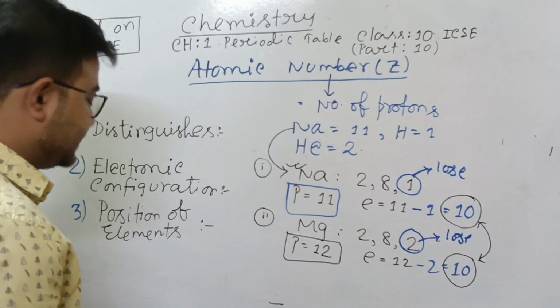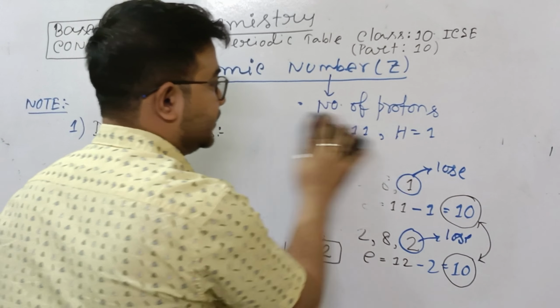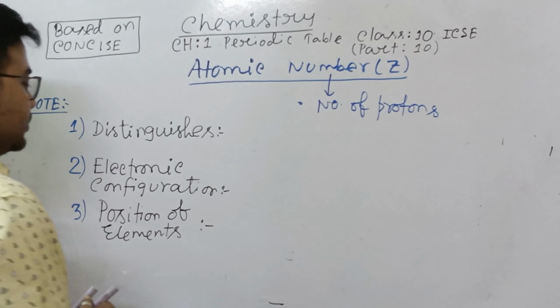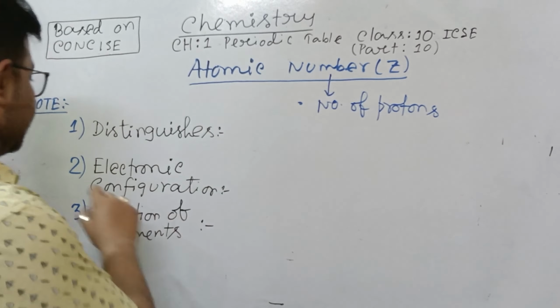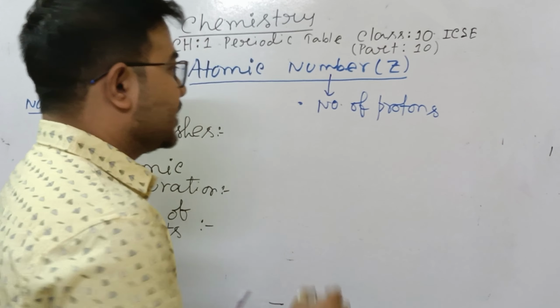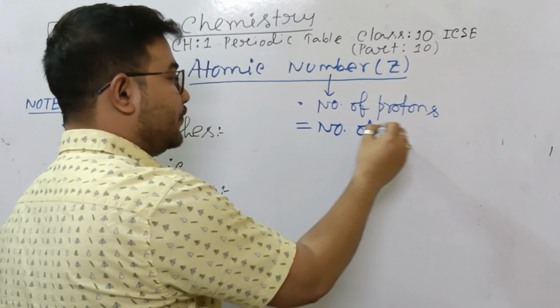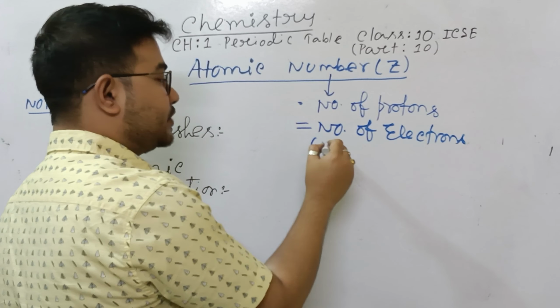Okay, so this is the first point. Okay, now look at the board, second point. Keep in your mind, the second point, meaning the point that is already done. Now second point: keep in your mind, the number of protons is always equal to the number of electrons, but for a neutral atom.